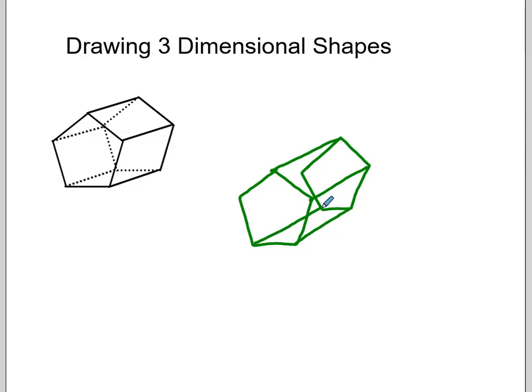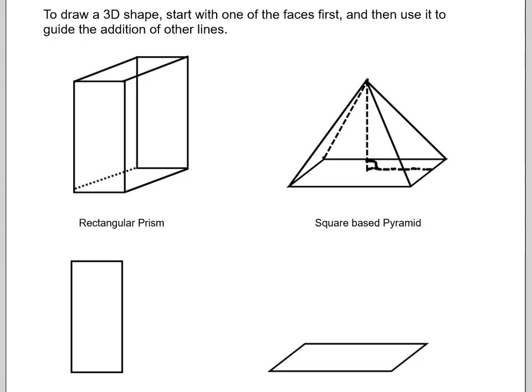This starts to get, oops, I missed one. This starts to get a bit messy if you leave them all as solid lines. It's a little tough to do with the marker, but that's one way to draw a three-dimensional shape. And you can do that with a whole bunch of things. So we have prisms here and pyramids and a bunch of things.